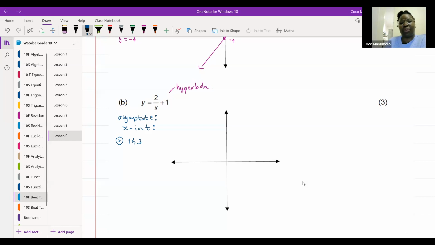Good. The asymptote is at y is equal to 1. Excellent. Good. So our asymptote will be there on the y-axis at 1. Okay, this is y, this is x. Find me the x-intercept, guys. Remember x-intercept, y must equal 0. So where is my x-intercept going to be?